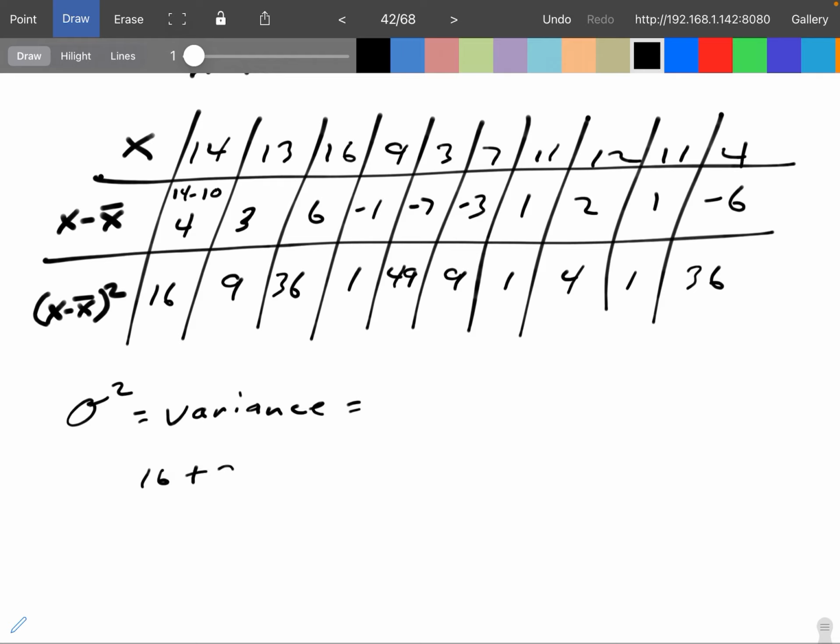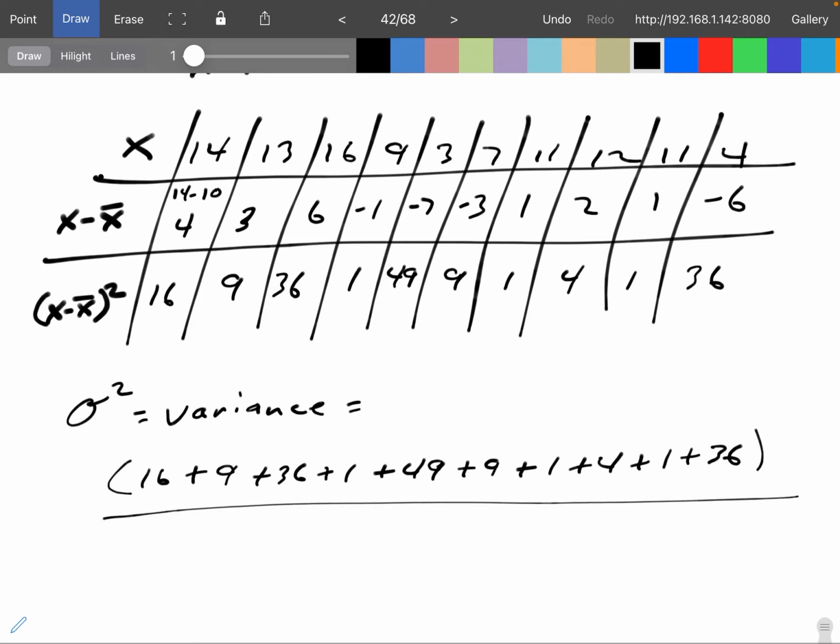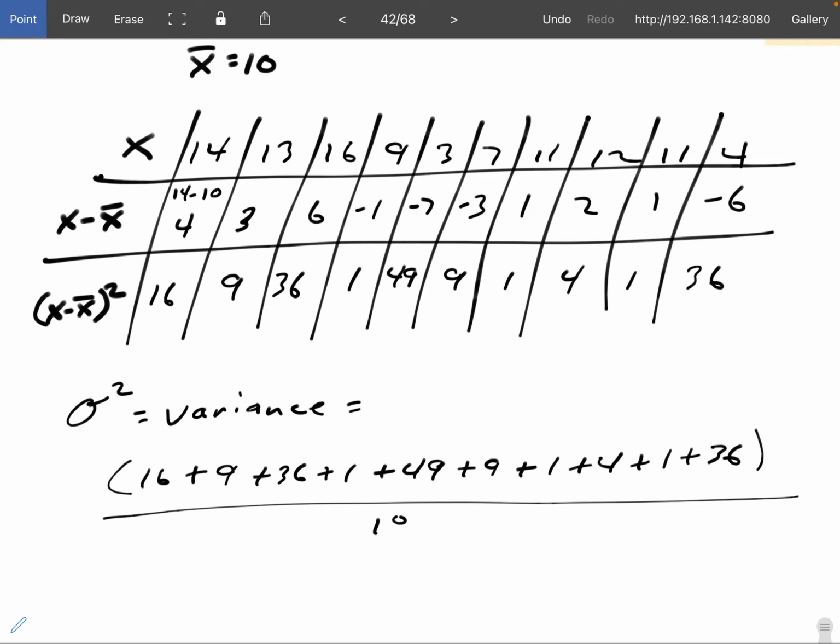So we're going to do 16 plus 9 plus 36 plus 1 plus 49 plus 9 plus 1 plus 4 plus 1 plus 36. And we're going to do that whole thing divided by 10 because we have 10 values there. Let me make sure I got all of them. 1, 2, 3, 4, 5, 6, 7, 8, 9, 10.